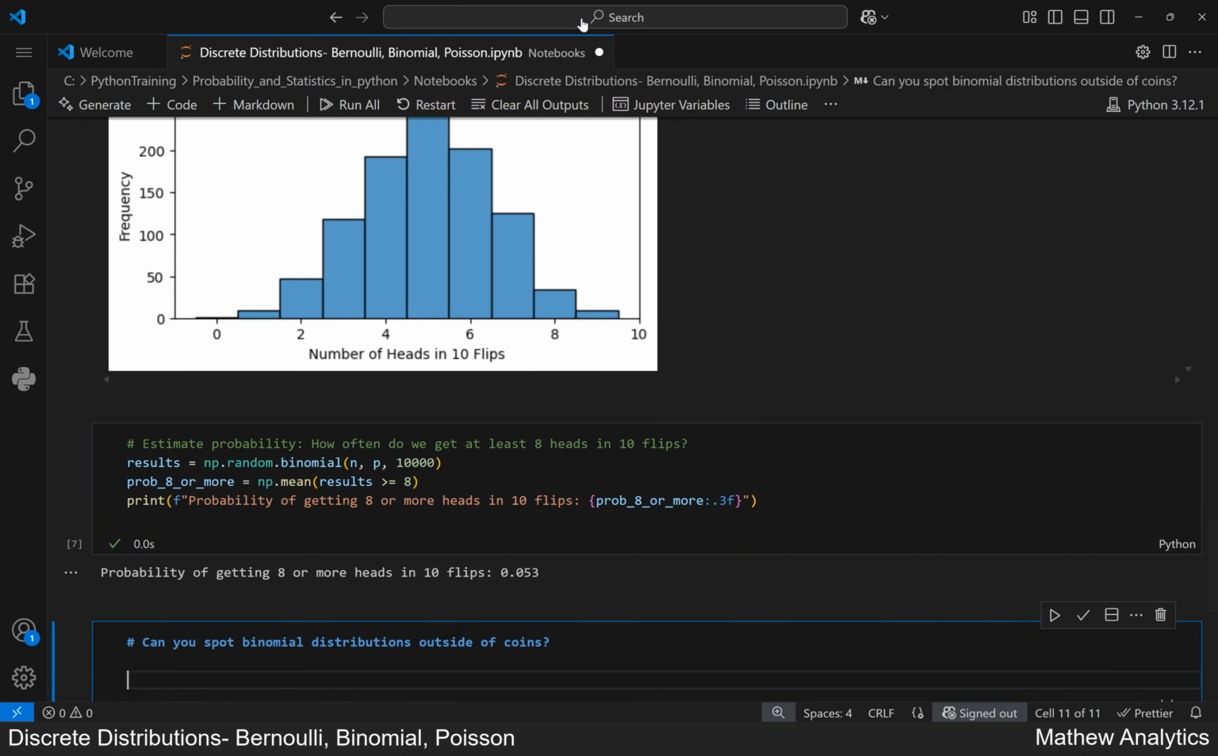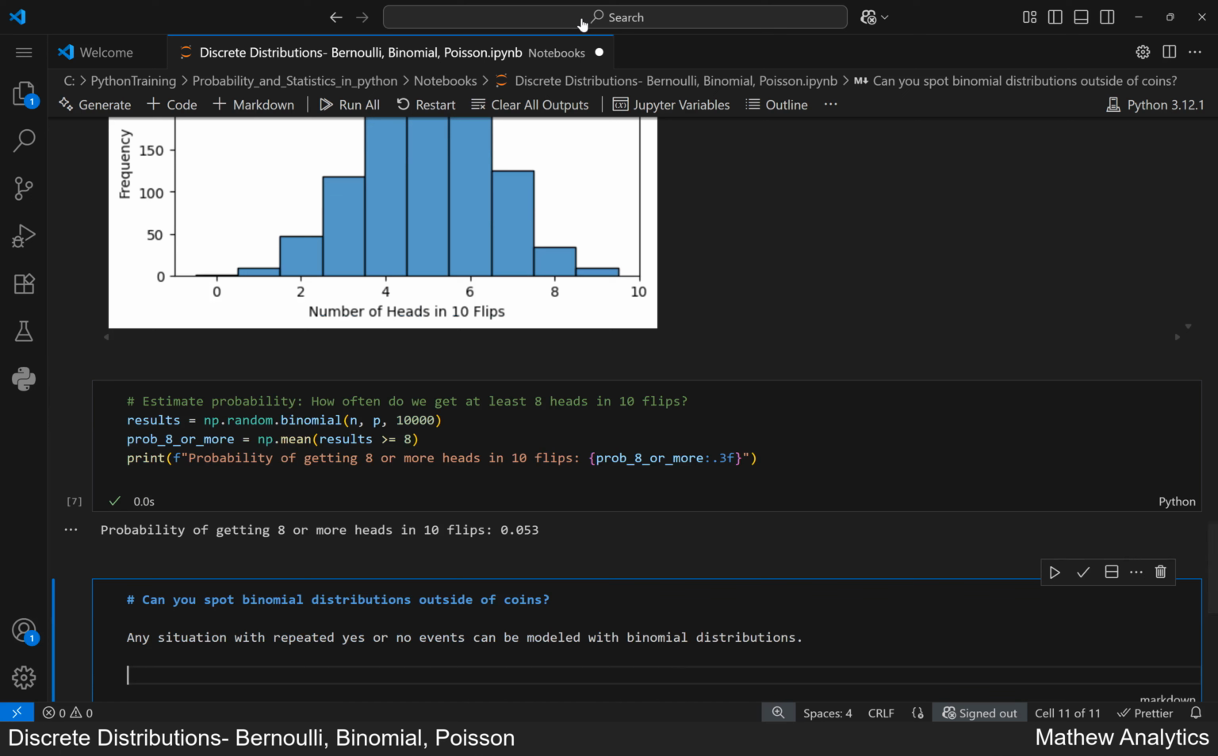Any situation with repeated yes or no events can be modeled with binomial distributions. What about the number of passengers who survived on the Titanic?